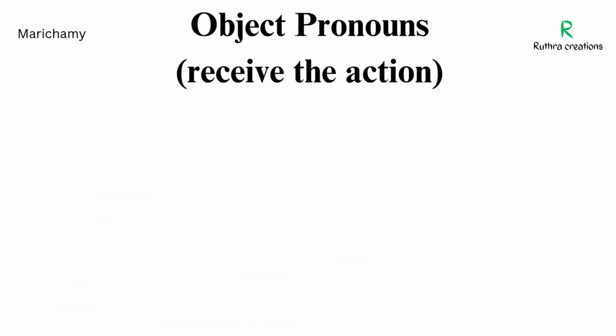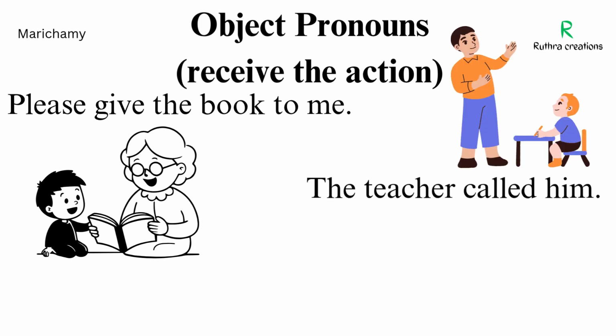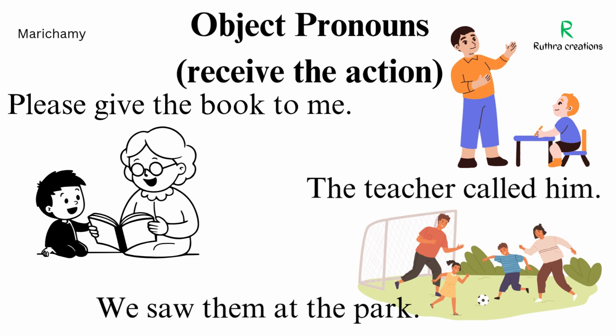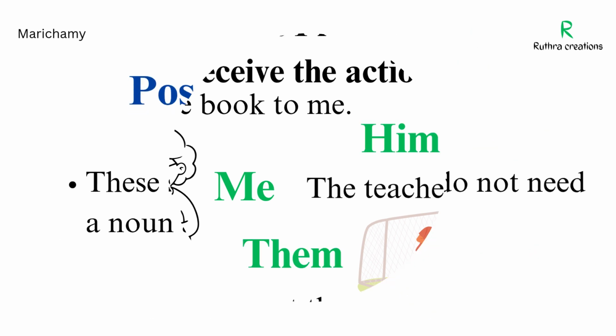Object pronouns receive the action. Please give the book to me. The teacher called him. We saw them at the park. Here me, him, them act as object.